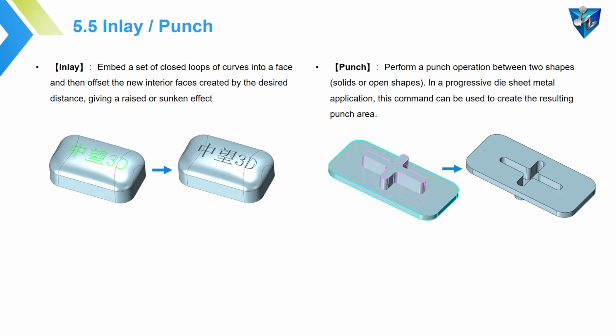And the next page is about inlay and punch. For inlay, we can use it to project a set of closed curve into a face and then offset by a certain distance. Then we can get a raised or sunken effect. It's widely used in logo making process. For punch, we can use it to make a punch operation between two solids. This is very useful for sheet metal design rather than common part design. Okay, now let's move over to ZW3D to show you more details.